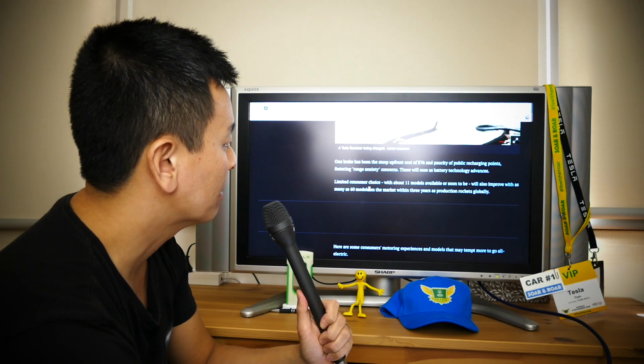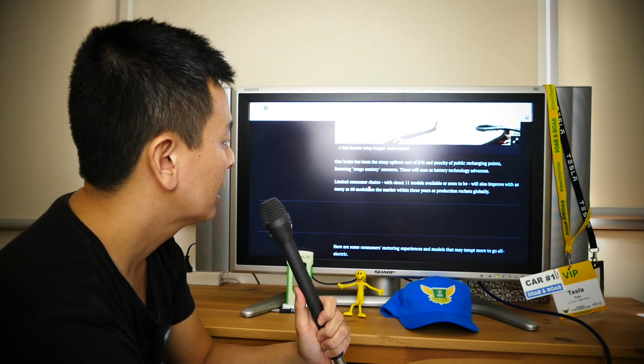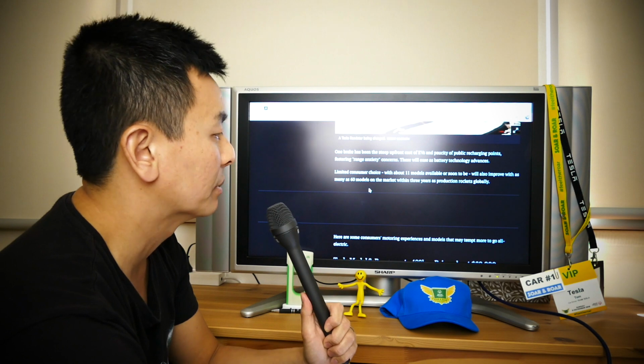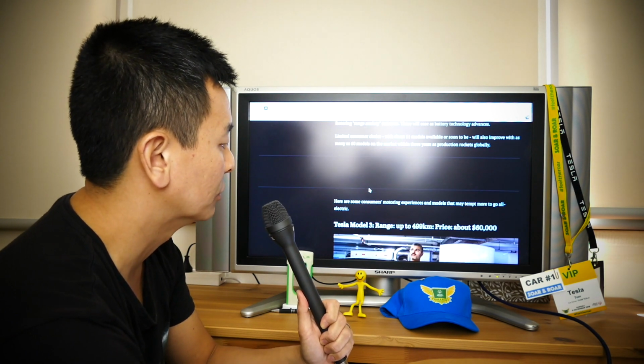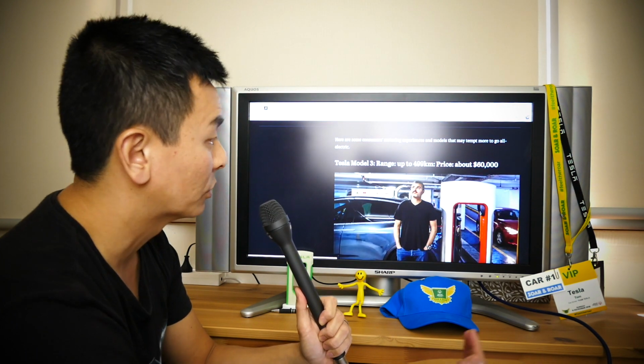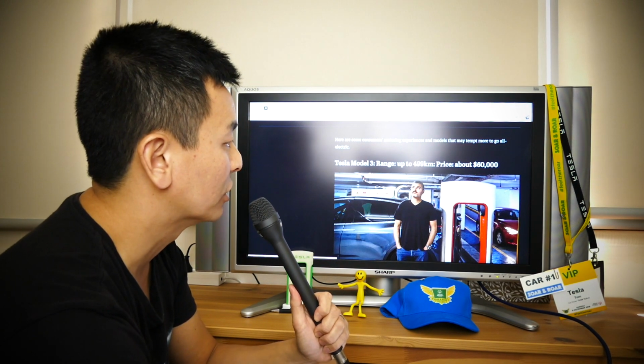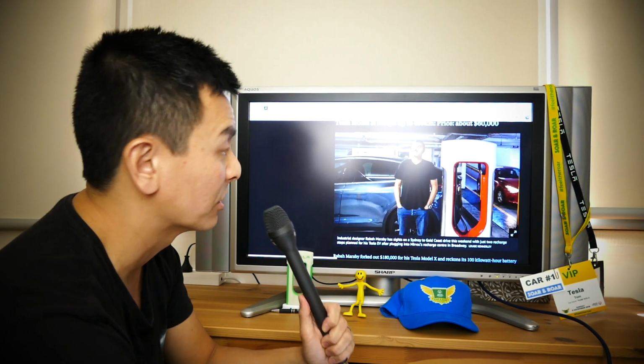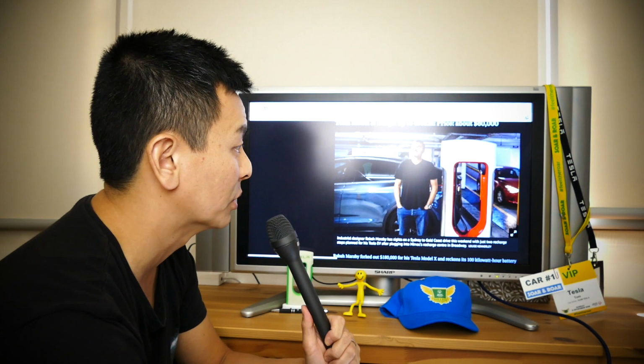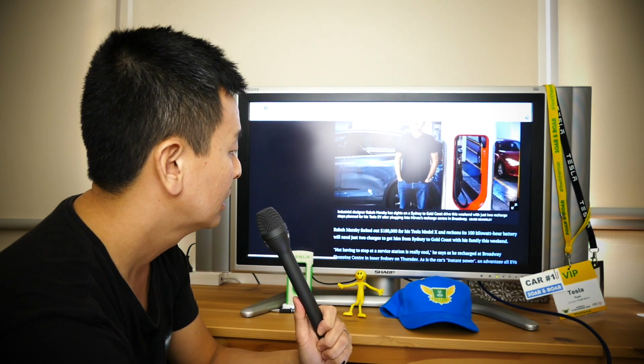So only 11 models available, or soon to be. As many as 60 models on the market within 3 years. So that's very good news. Talks about the Model 3, range up to 499 kilometers, price about $60,000. So that's what the Herald is predicting the Model 3 will be like when it comes here.